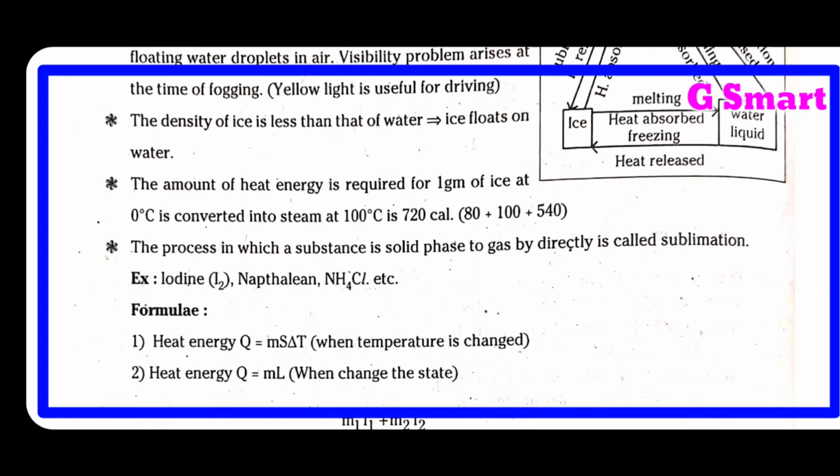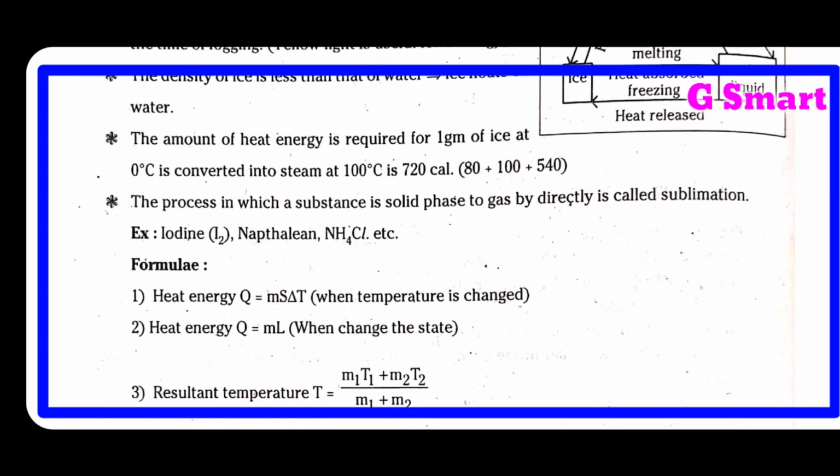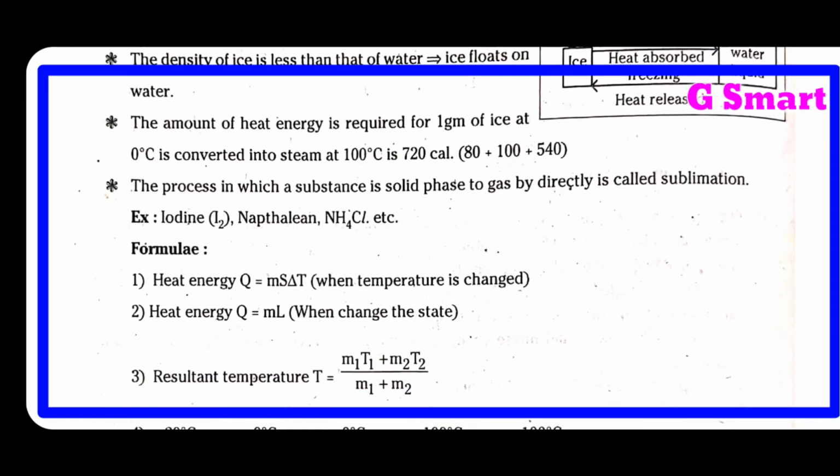The density of ice is less than that of water, so ice floats on water. The amount of heat energy required to convert 1 gram of ice at 0 degrees centigrade to steam at 100 degrees centigrade is 720 calories. Why? Because the latent heat of fusion is 80, plus the temperature difference of 100 degrees, plus the latent heat of vaporization 540. The total is 720 calories.